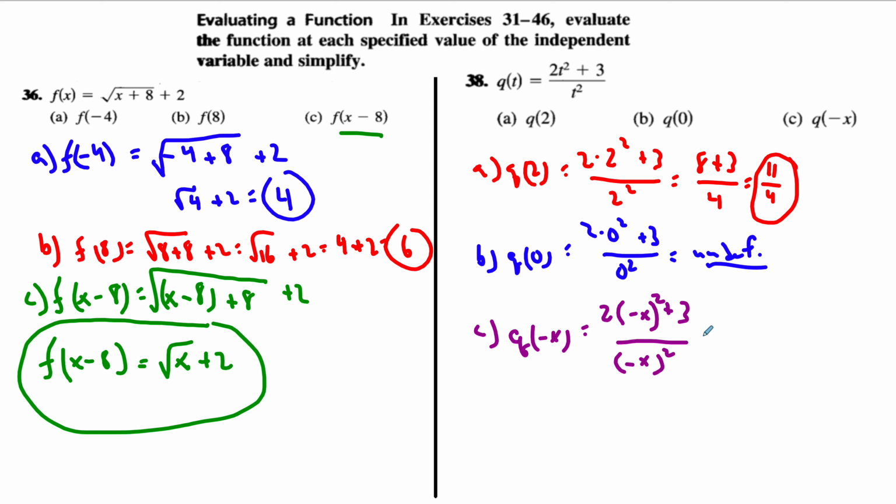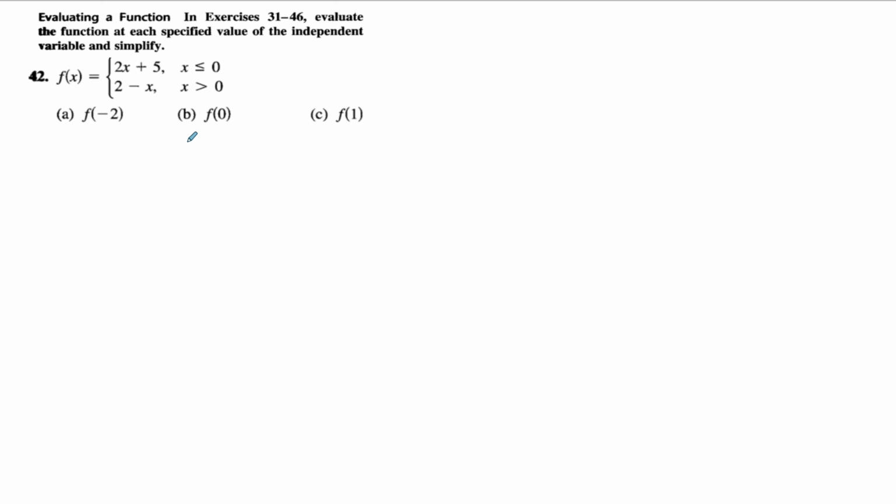Same in the denominator. So 2 times, what's a negative times a negative? Why, it's a positive. This would be the same thing. Still plus 3, that doesn't just go bye-bye. So it turns out that when you plug -x in, you get the same thing. That's it for that. Okay, 42, same idea, except now we're looking at piecewise functions.